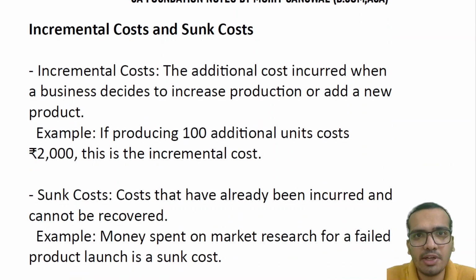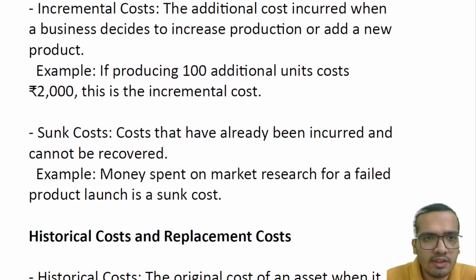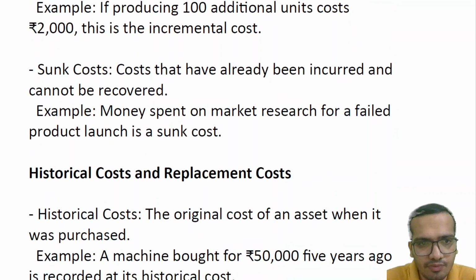Then comes incremental cost and sunk cost. Incremental costs are the additional costs incurred when a business decides to increase production or to add a new product. Example could be, if producing 100 additional units costs rupees 2000, then this is an example of incremental cost. Second, sunk cost. Sunk costs are the costs that have already been incurred and cannot be recovered. Example, money spent on market research for a failed product launch is a sunk cost.